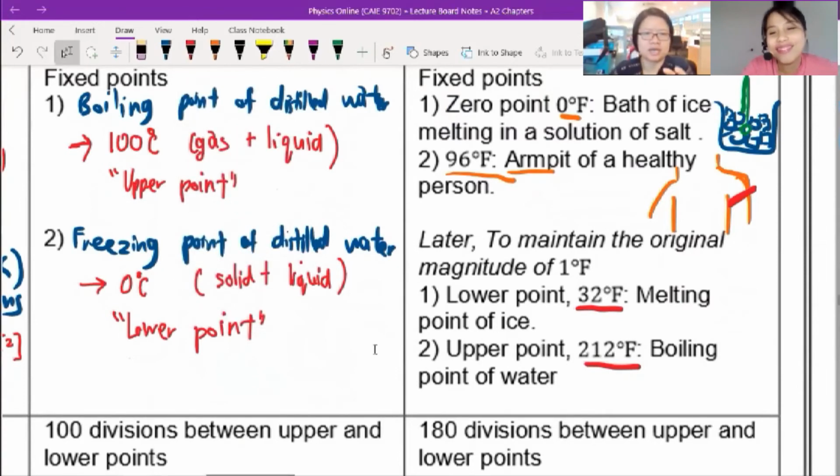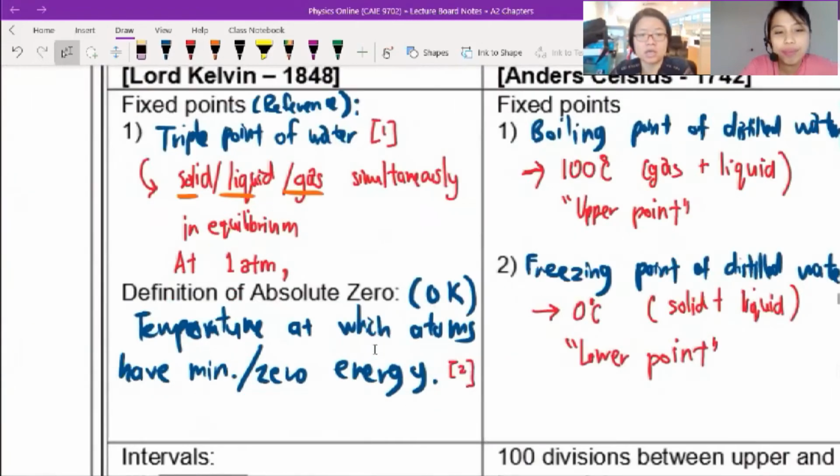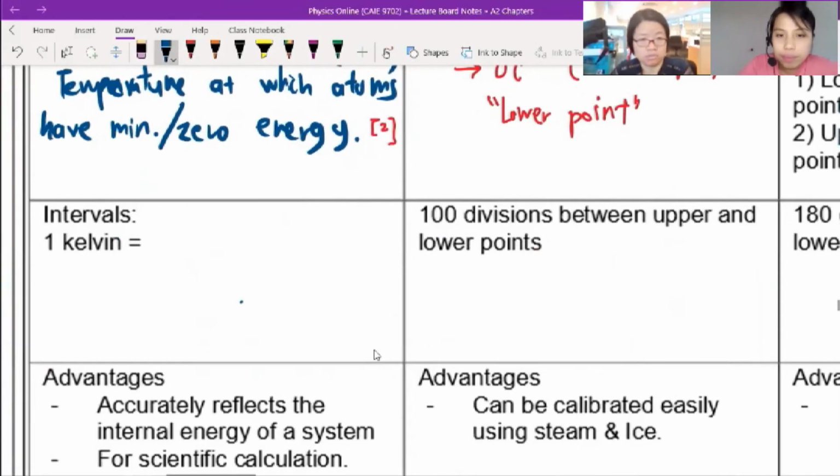So once we decide what our upper point and lower point is, we begin to draw divisions, right? Yes. The easiest one to understand is degree Celsius, because you and I have all seen a degree Celsius thermometer before. So we draw 100 divisions, each division representing 1 degree Celsius between the upper and lower points of your thermometer, right?